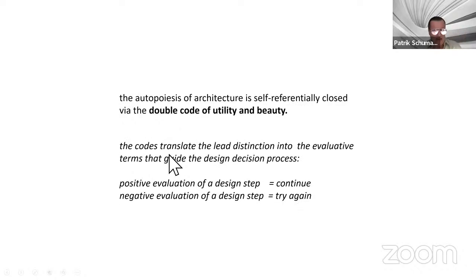Okay. Now, the next step in this is the autopoiesis of architecture is self-referentially closed via the double code of utility and beauty. So what is a code? The code translates the lead distinction into the evaluative terms that guide the design decision process. So a positive evaluation of a design step means continue. A negative evaluation of a design step means try again.